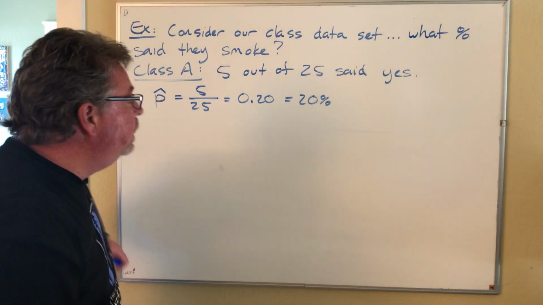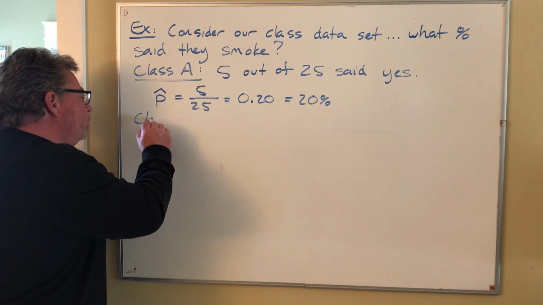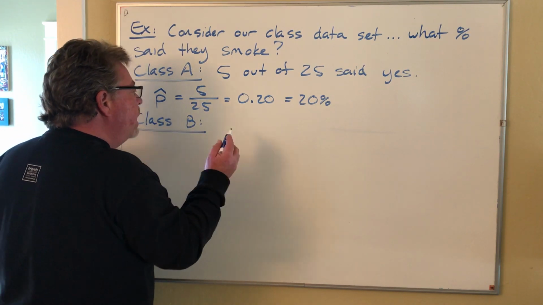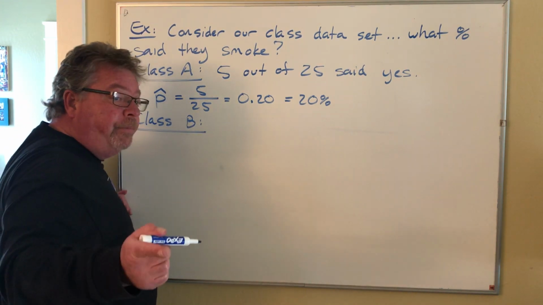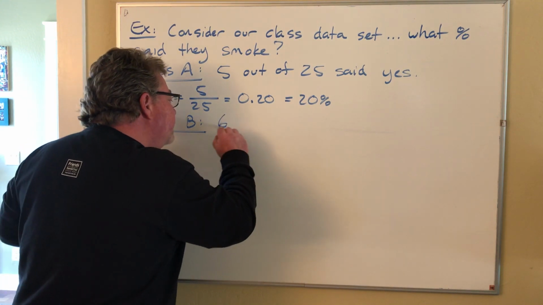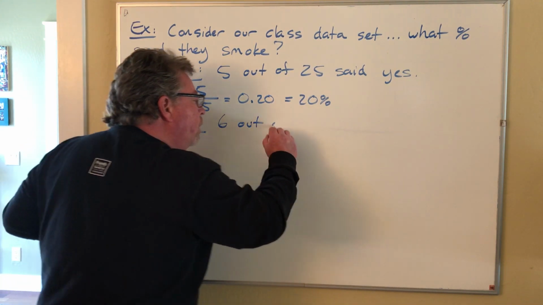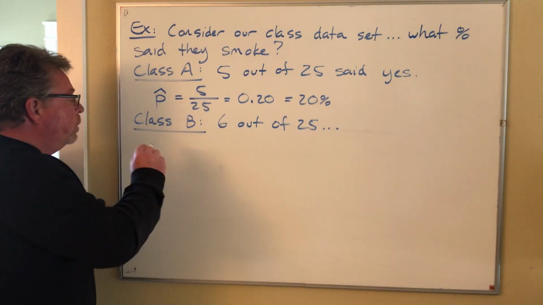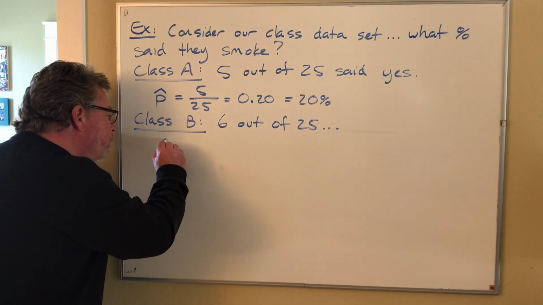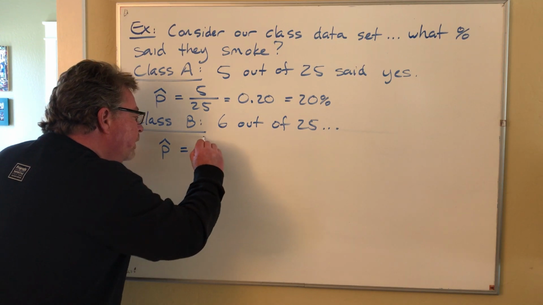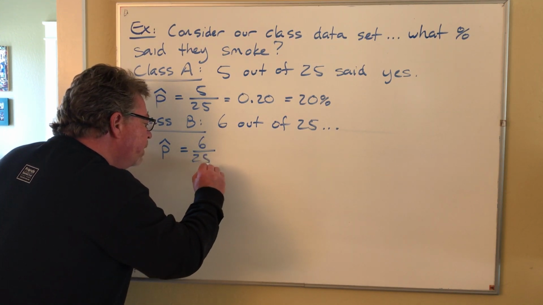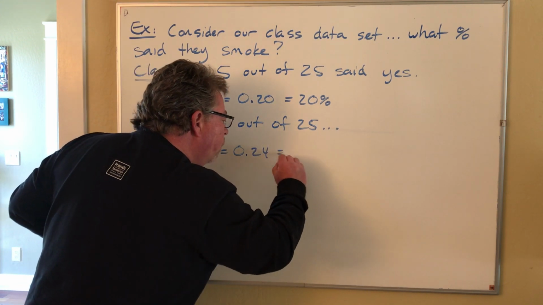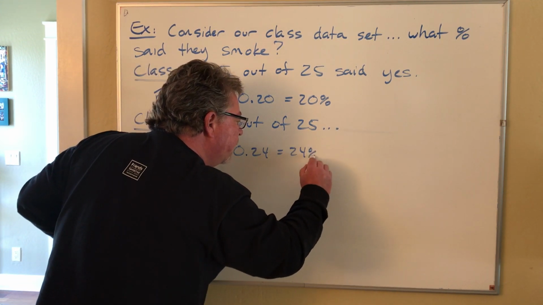All right, now let's go look at class B. On the other side of the class data set, if you count up the people who said yes, you'll get 6 out of 25 said yes. So that will also produce a value of p-hat, but in this case it's going to be 6 divided by 25, which will be 0.24, or 24%.